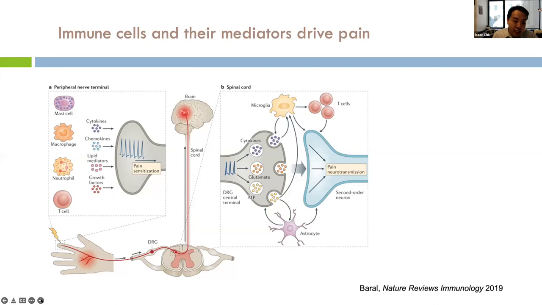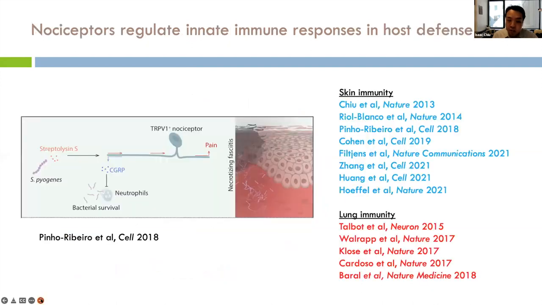But really interestingly, these neurons also talk to the immune cells in the peripheral tissues. They sense the immune system and microbes, and then they can signal to the immune system. There's a growing body of literature on how pain fibers, and also what's called neurogenic inflammation, show how these neurons regulate the immune response, whether in the skin or the lungs. These are just some recent work from our lab and others.